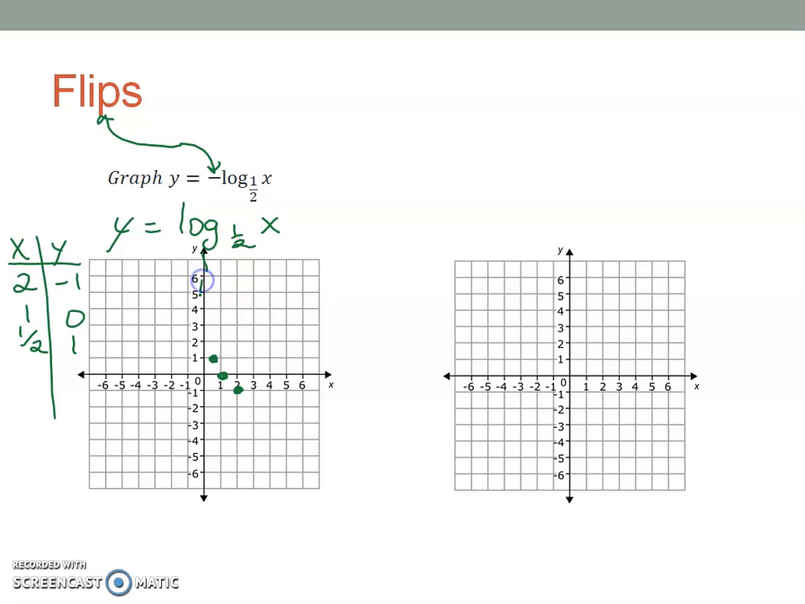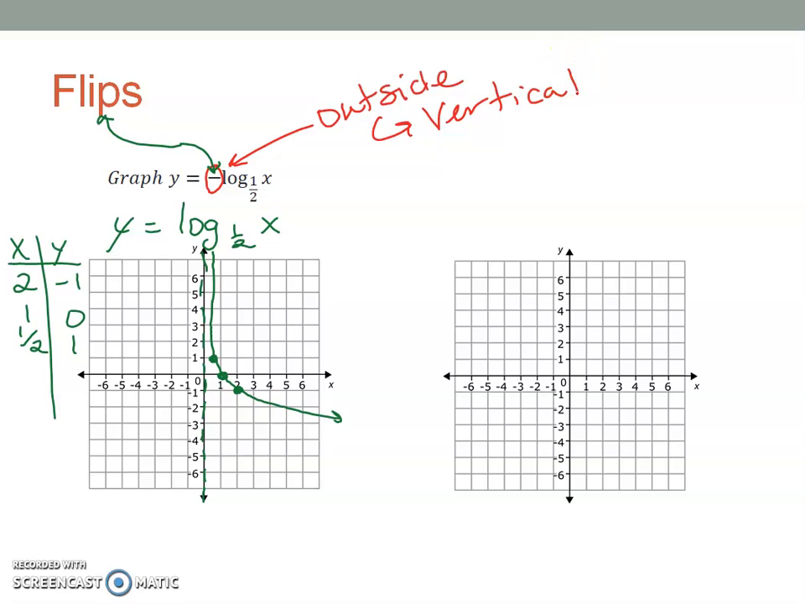Don't forget my vertical asymptote. Okay, so there's my logarithm function here. Now remember, for these, it matters where the negative is for my flip. Okay, so where is that negative? That negative is not on the inside, because remember, to be on the inside, it has to be in parentheses. So this negative is on the outside. And remember, outside causes vertical changes. So that means that we're going to flip this thing vertically.